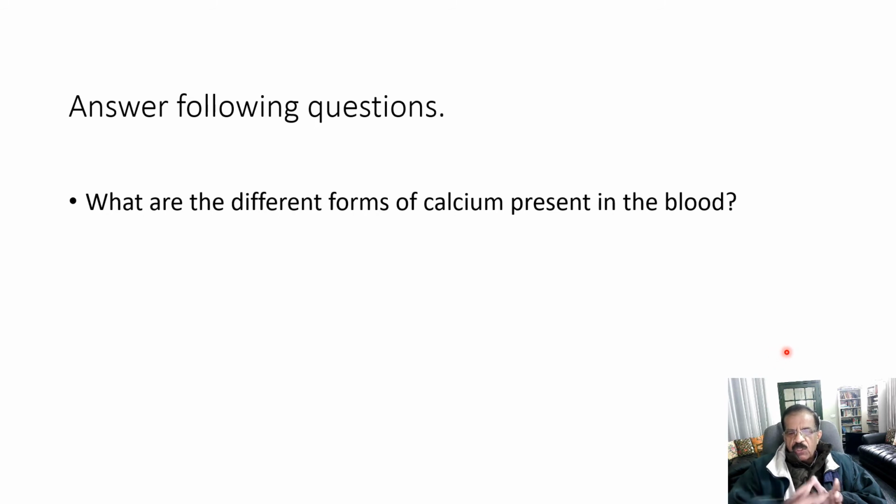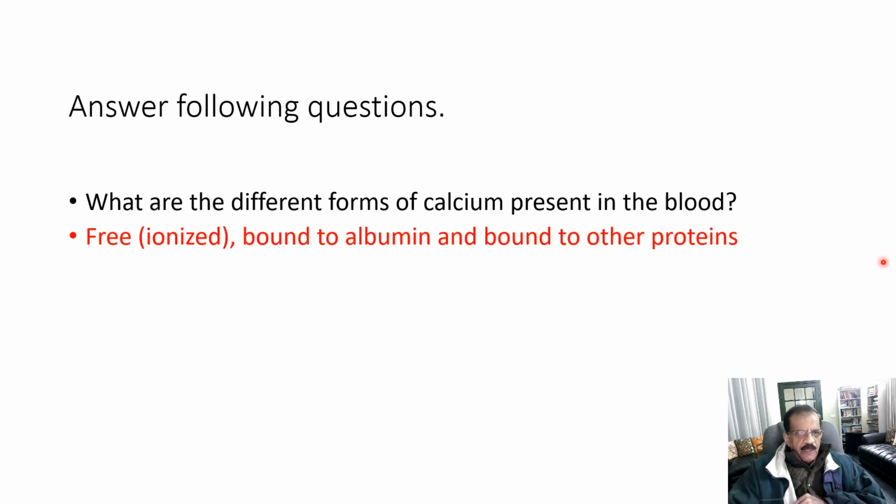This is important because when we measure serum calcium, we measure total calcium. But changes in albumin and protein level can affect our total calcium, and not the free calcium, which is important for function. So we have to make a correction whenever we confront a situation with hyper or hypoproteinemia. So these are the three forms: free, ionized, bound to albumin, and bound to other proteins. This is about 50%, this is about 35%, this is about 15%.